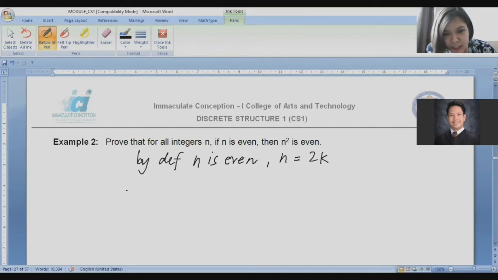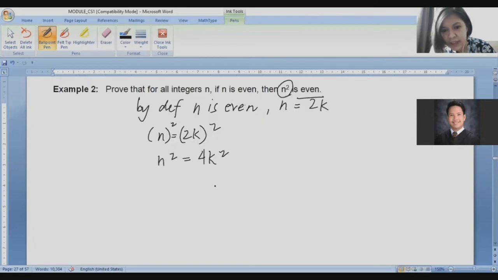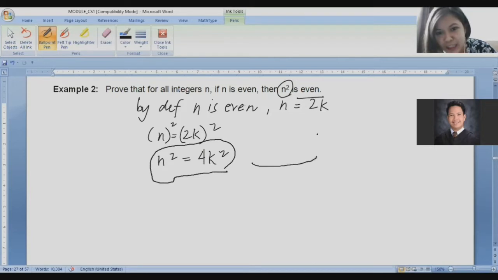Next, what I will do here is copy our definition of even. Copy it: n is equal to 2k. Then, same thing, square both sides, because we need to show that n squared is also even. So n squared now is equal to (2k) squared. What is the answer? 4k squared. Right? Then we need to show, from here, class, the definition of even.